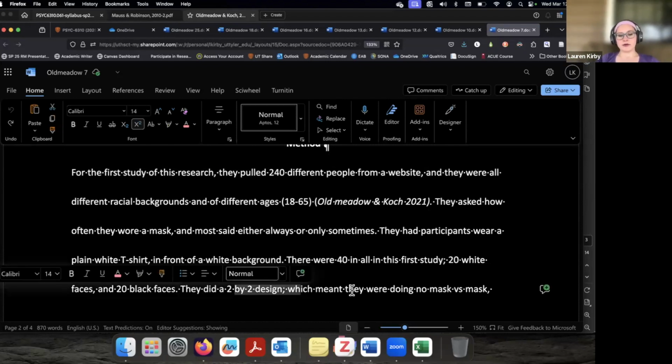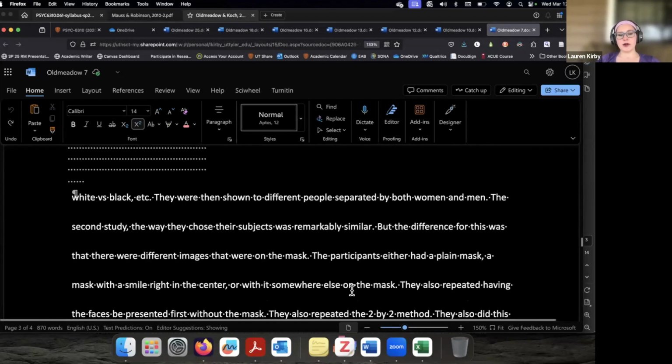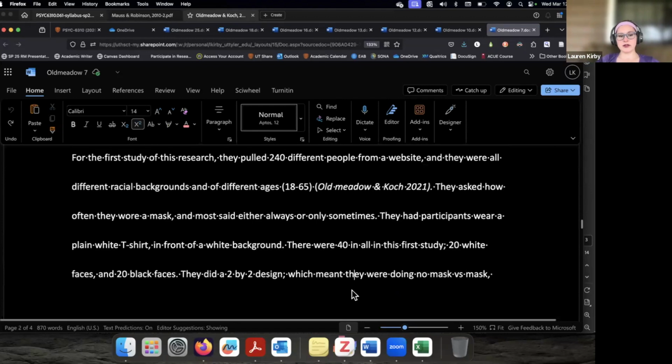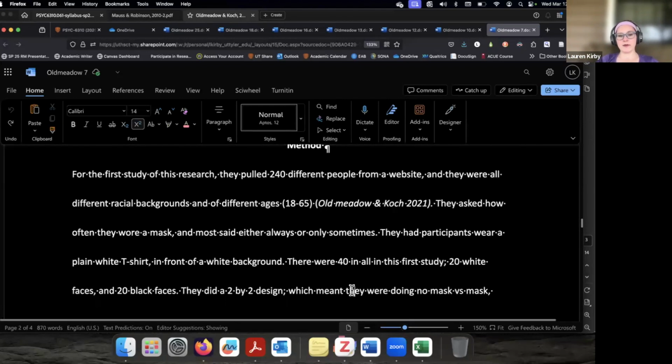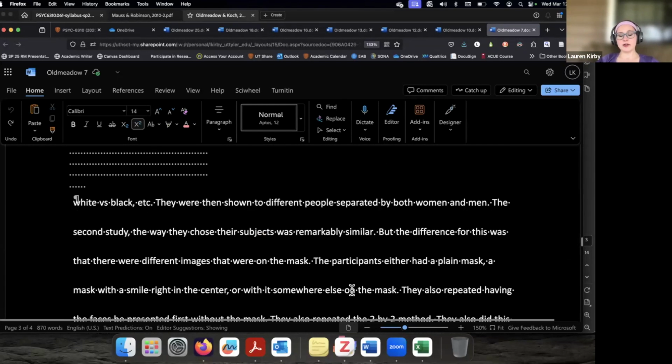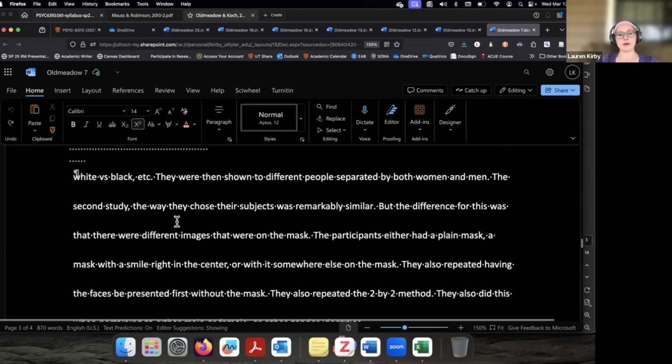What does a 2x2 design mean? What do you mean, doing mask versus no mask? You didn't say anything about a mask before now. Who's it on? The observers, the photographs, how they put it on there. They photoshopped it onto pictures. Okay, that's what happened.